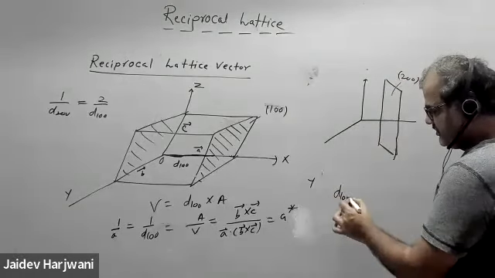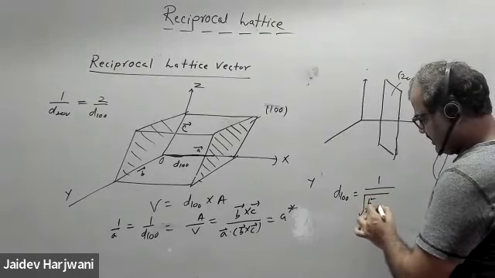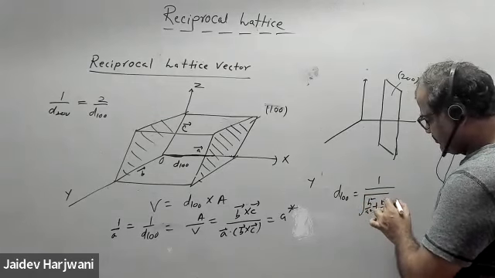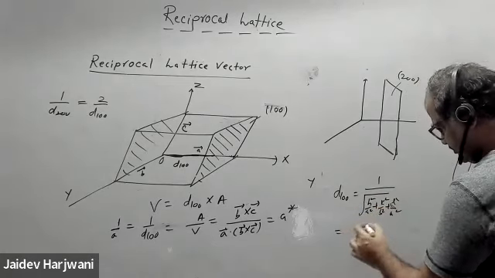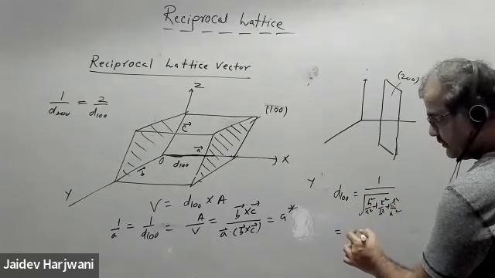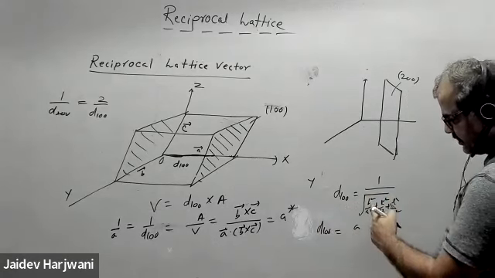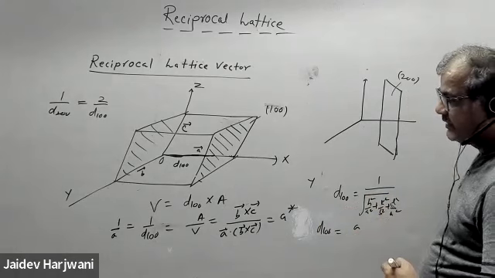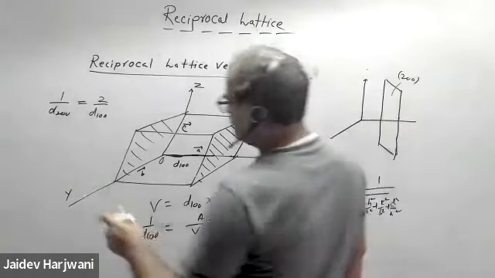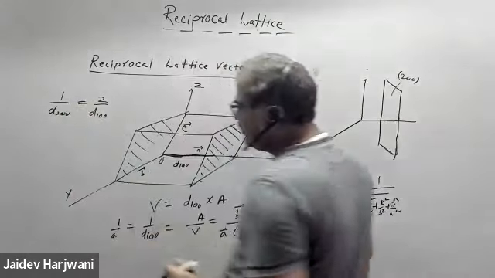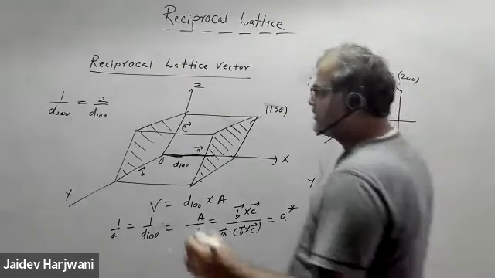If d100 is what, 1 upon the square root of h square upon a square plus k square upon b square plus l square upon c square. Okay, so if you calculate for 1 0 0, this will come out as a star. Okay, d100. If you calculate for 200, how much will it come out to? Tell me. It will be a by 2. Okay, a by 2, so that means 1 by d200 is 2 by d100, and this is equal to 2a bar.